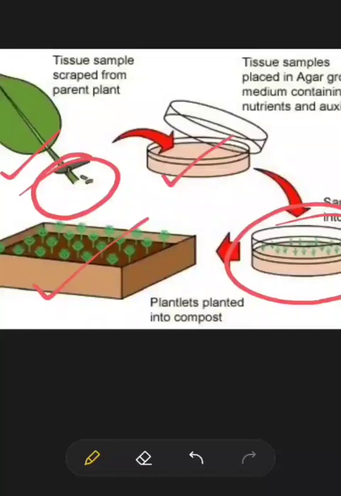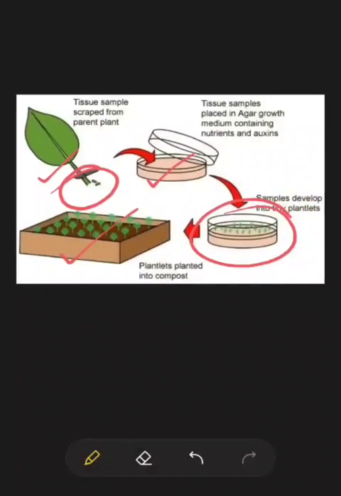Okay, this type of method is practiced for chrysanthemum, asparagus, orchid, etc. So this is the last method of vegetative propagation which can be done by artificial means.